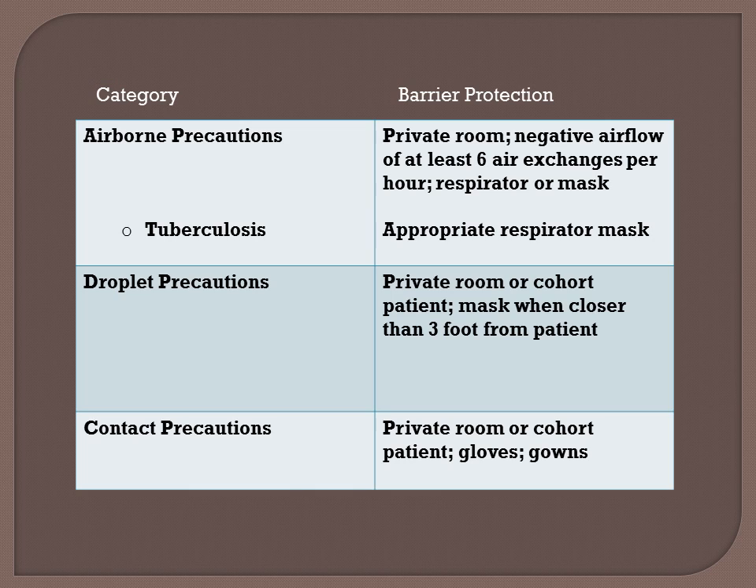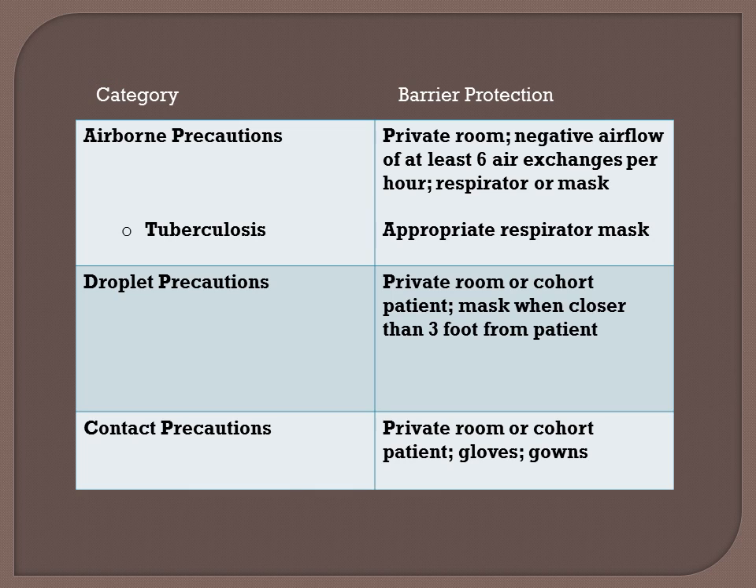So what do we do for these patients who are in these types of precautions? Airborne precautions, they have to have a private room with a negative airflow of at least 6 air exchanges per hour. You must wear a respirator or appropriate mask when you're in the room. With tuberculosis, you have to wear a respirator mask.